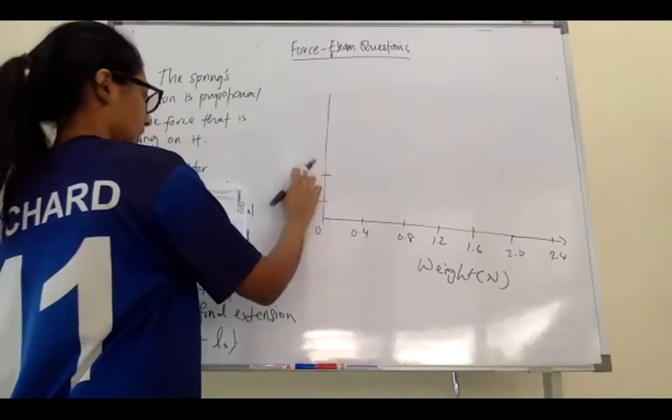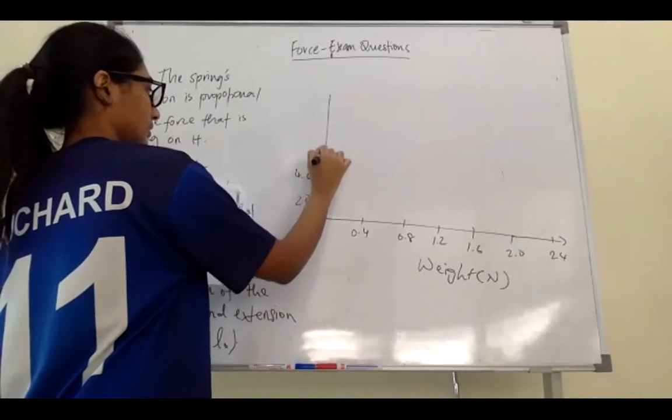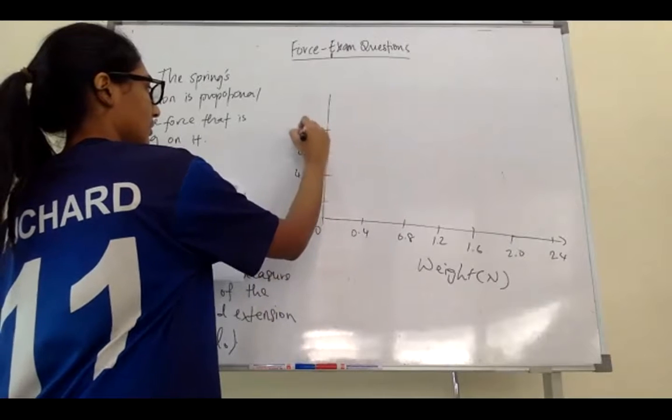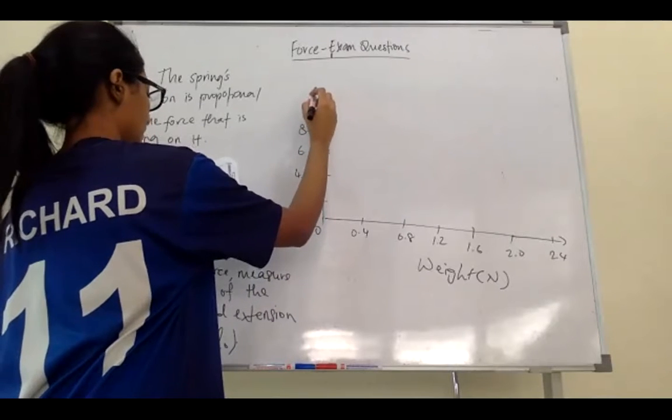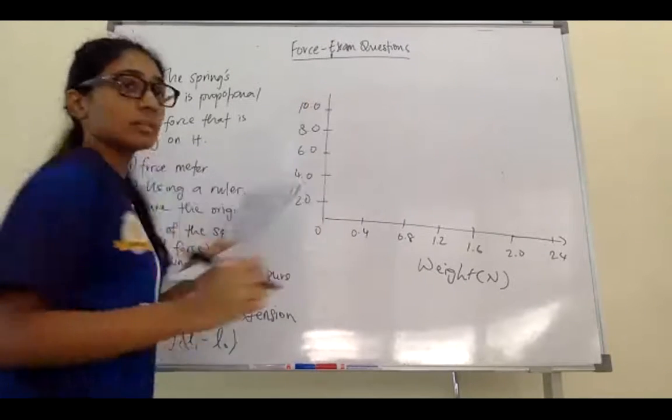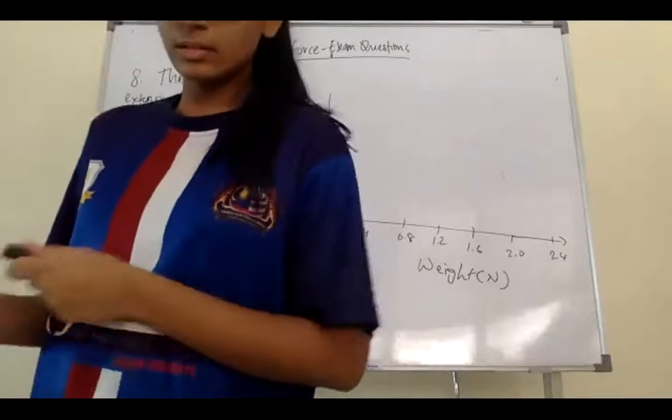So for me, I put 1, 2, 3, 4 like that, but then every 2, I'll put a dot.